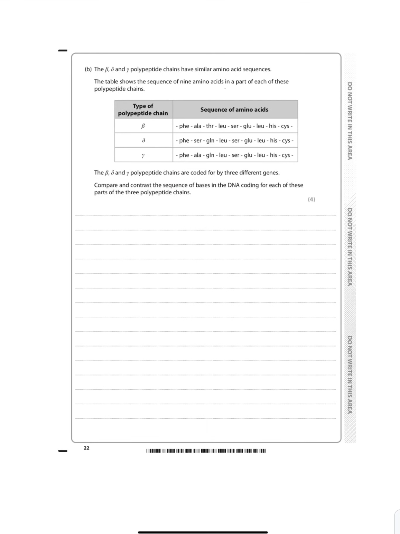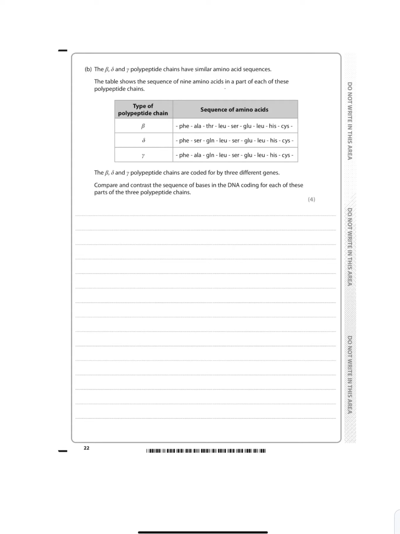Right, B. The beta, delta, and gamma polypeptide chains have similar amino acid sequences. The table shows the sequence of 9 amino acids in a part of each of these polypeptide chains. The beta, delta, and gamma polypeptide chains are coded for by 3 different genes. Compare and contrast the sequence of bases in the DNA coding for each of these parts of the 3 polypeptide chains. Right. Essentially, what they're asking for is the similarities and differences.